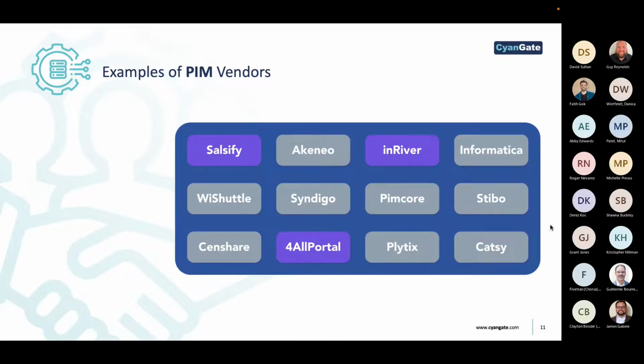Similarly, on the PIM side, in no particular order, these are the bigger vendors out there. They come and they go, as you know. A new one comes in, someone gets acquired. It's a very large space. But again, from our perspective, CyanGate is comfortable working with Solsify and River, 4Portal are the ones that we've done recent implementations with.